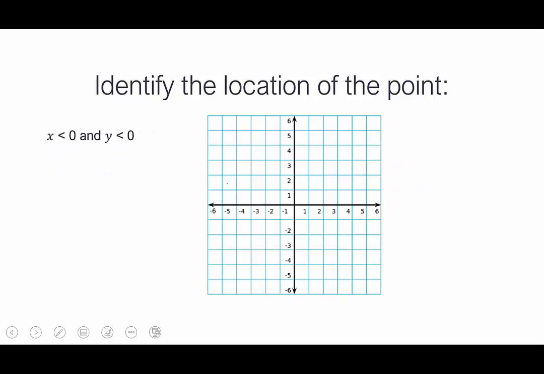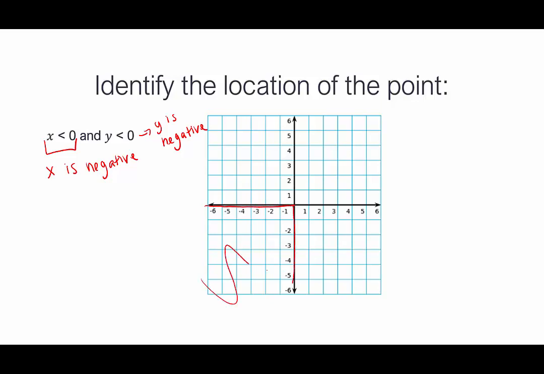Another way we could be given the information, this one says that x is less than 0. This just means that x is negative. And then it also says that y is less than 0, which means y is negative. So where is x negative and y negative in the coordinate plane? Here's our negative x, and here's our negative y. So it would be any point here where we have a negative x and a negative y. We would call this quadrant 3.